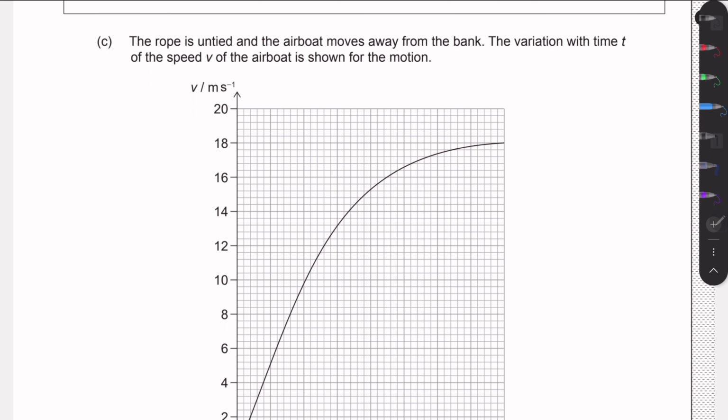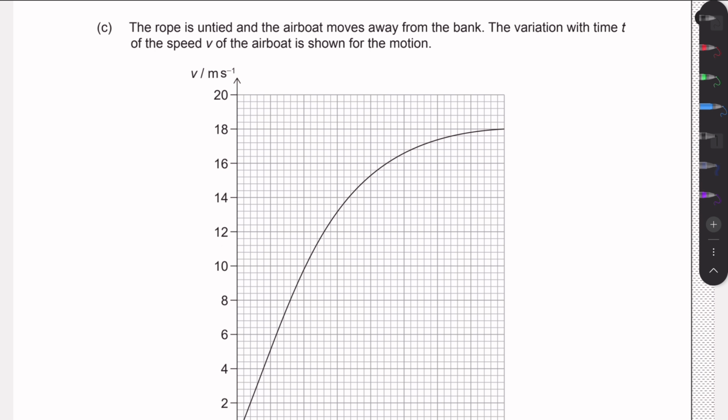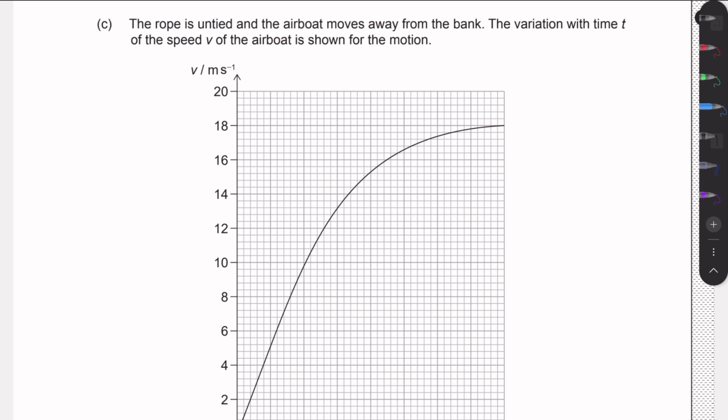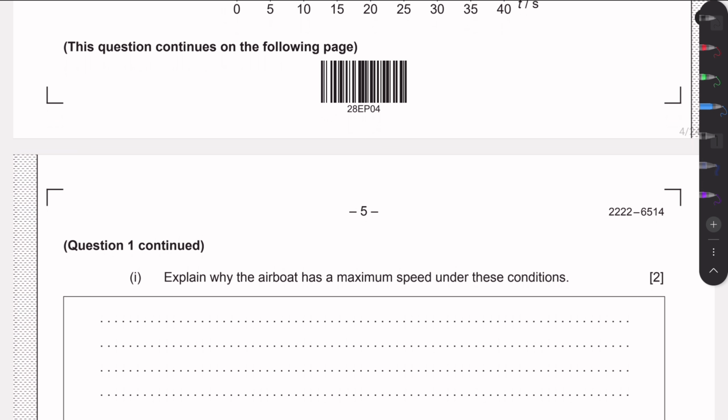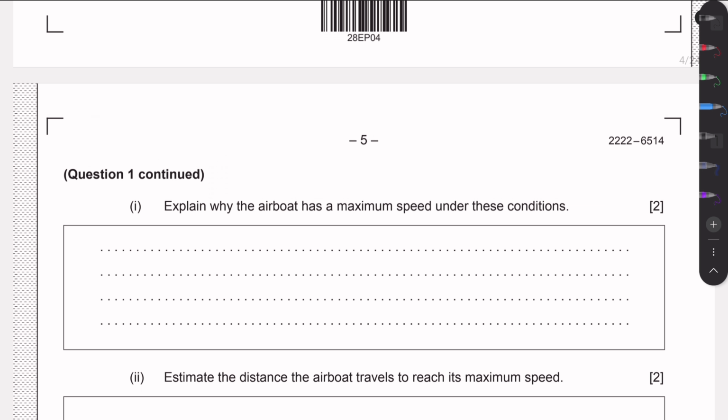And then here we are told that the rope is now untied. So now the airboat moves away from the bank, and the variation with t of speed v of the boat is shown in the graph. Explain why the airboat has a maximum speed under these conditions. Well, we know that the driving force is constant. So the driving force does not change as the fan blades rotate at a constant speed. It is constant.